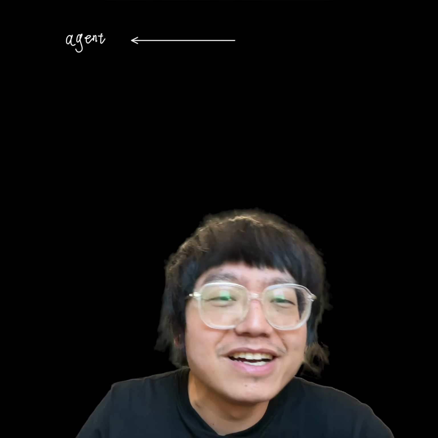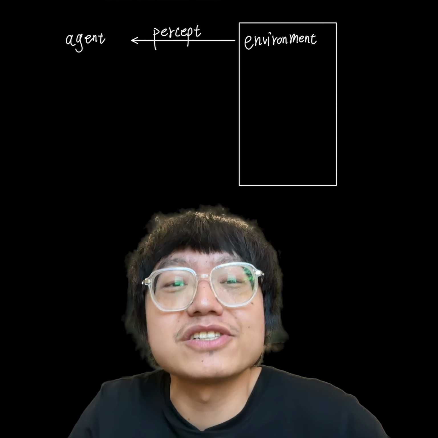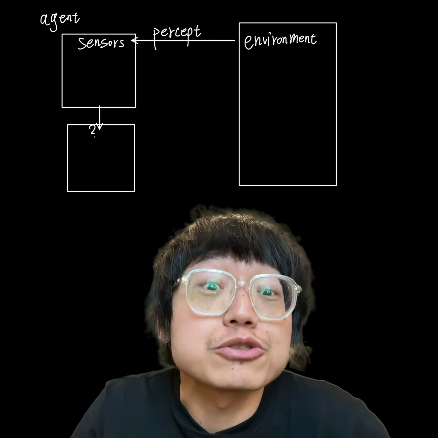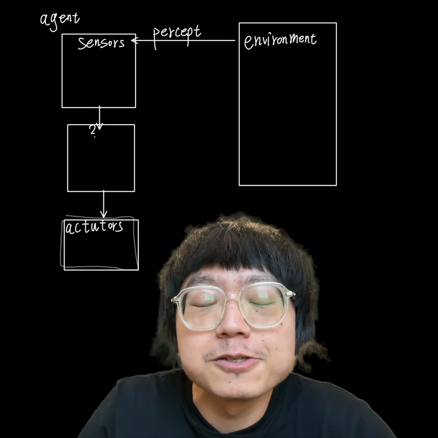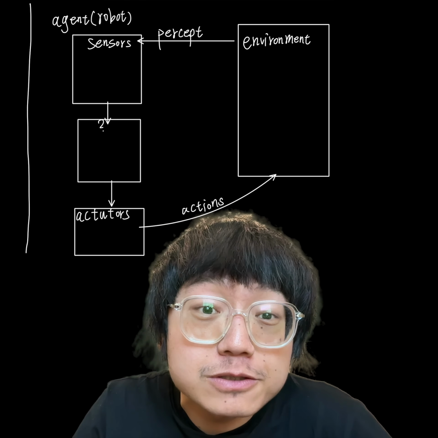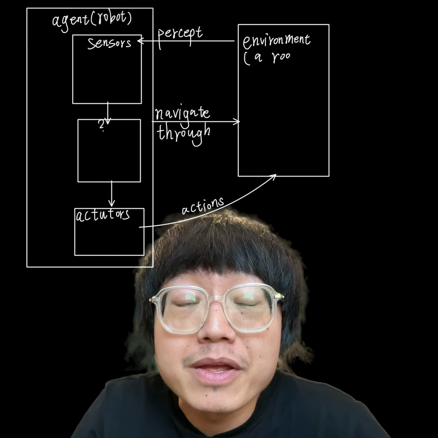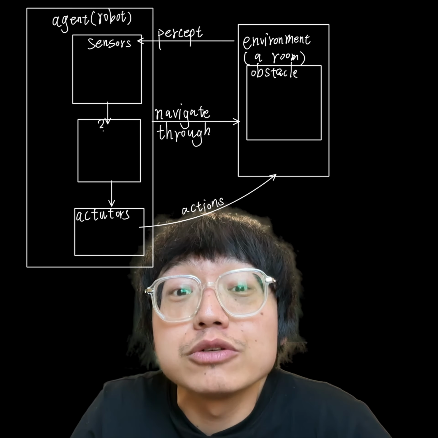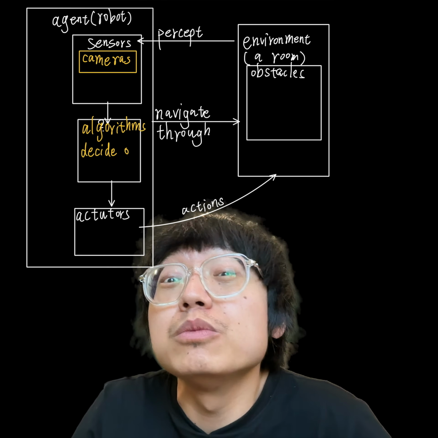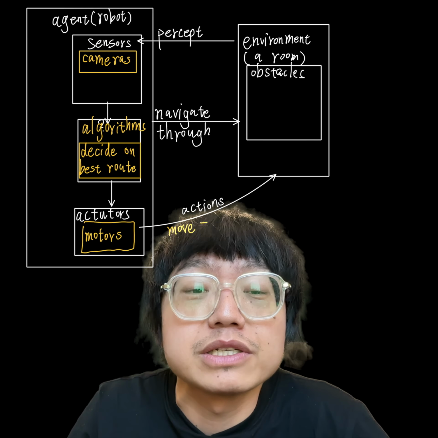In the traditional sense, an AI agent is an entity that perceives its environment through sensors, processes that information, and then takes actions through actuators to influence that environment. For example, a robot navigating through a room with obstacles might use cameras as sensors to perceive its surroundings, have algorithms to decide the best rules, and use motors as actuators to move towards its goals. So this is the basic agent-environment loop, which is pretty simple, right?